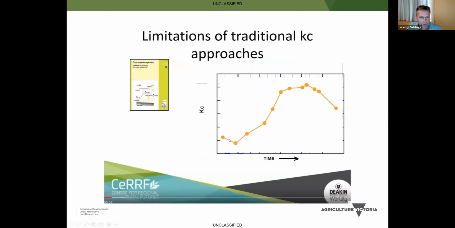So this is the limitations of the way we've done it in the past. Regardless of any deciduous crop type, you start off with a low KC value at the start of the season as budburst occurs and the canopy starts to develop, and then mid-season we have a peak here and then it starts to desiccate afterwards. And in my example earlier, we had 0.25 at the start and 0.5 in December for KC values.